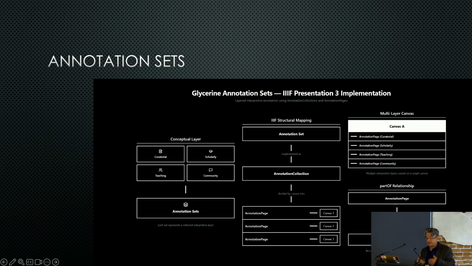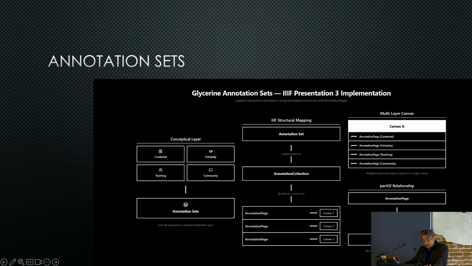A single canvas can therefore contain multiple annotation pages belonging to different annotation collections, allowing multiple interpretive layers to coexist on the same image. Each annotation page also includes a part of relationship pointing back to its parent annotation collection. And that allows viewers and external systems to reconstruct the complete annotation set across the manifest.